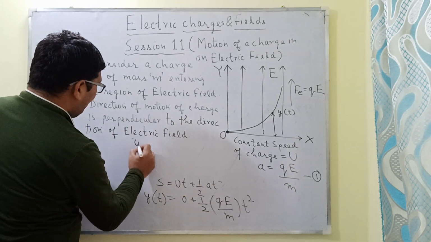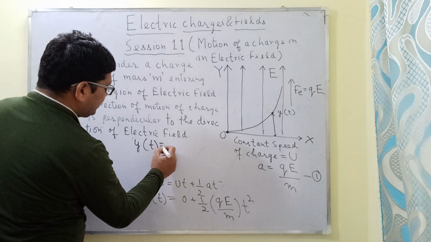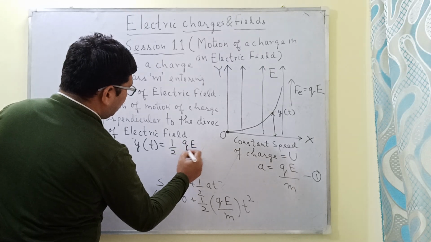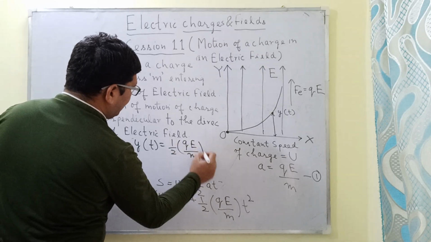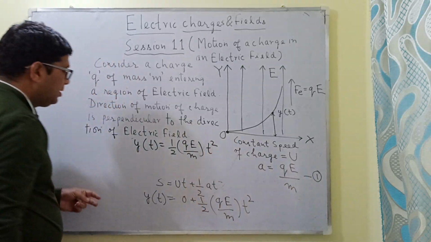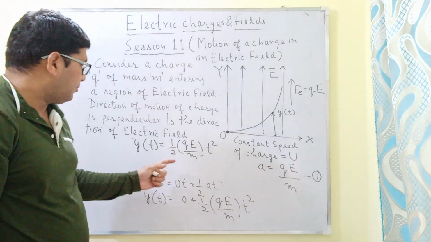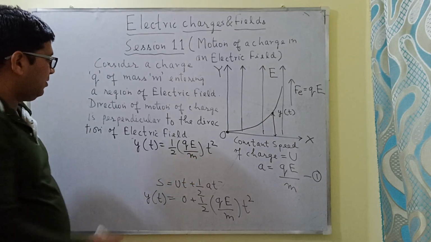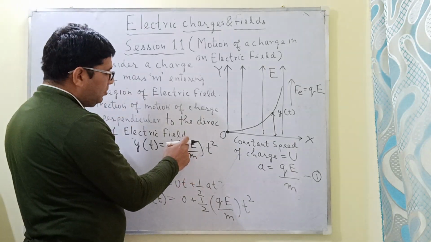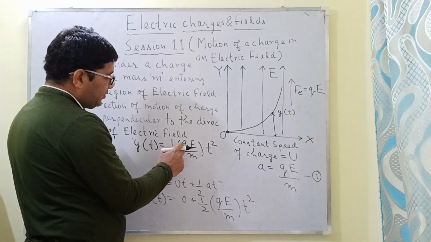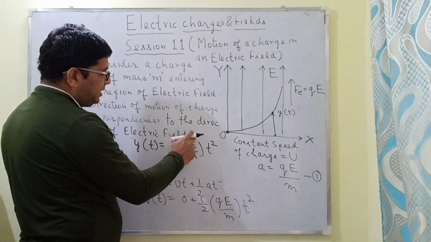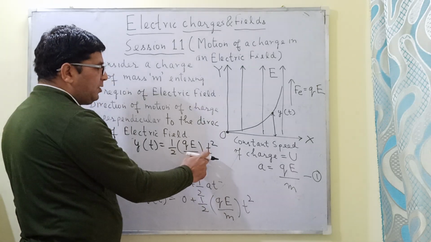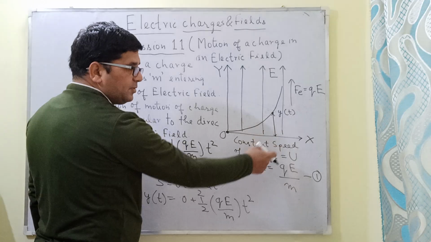So we get the deflection yt as 1 by 2 QE upon m t square. So at any moment of time, we can calculate the deflection using this equation. Here we know the magnitude of the charge, we know the intensity of the electric field, we know the mass of it. So at any moment of time, you can calculate the deflection of this charge.